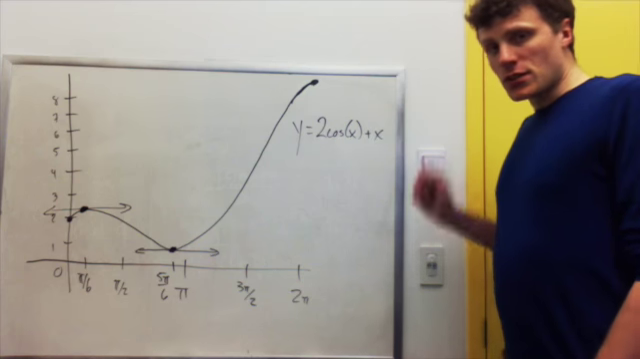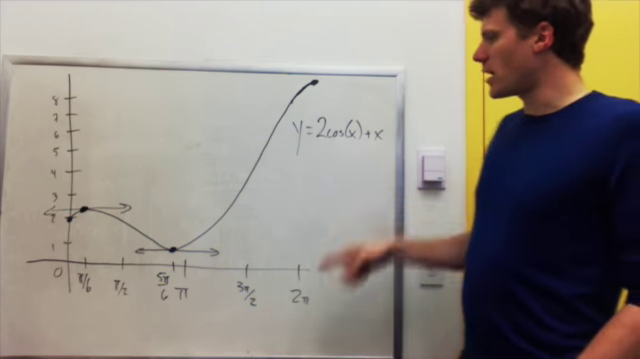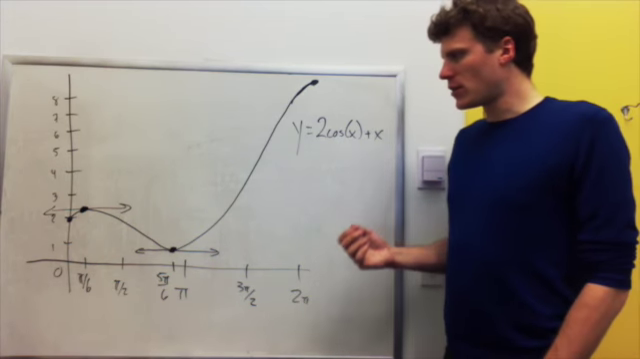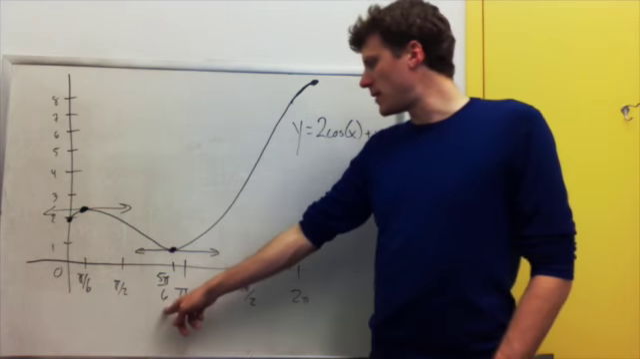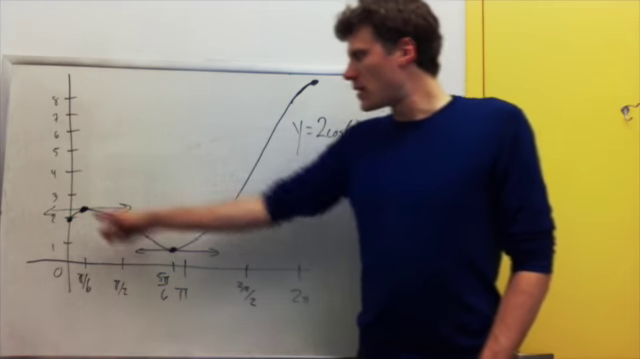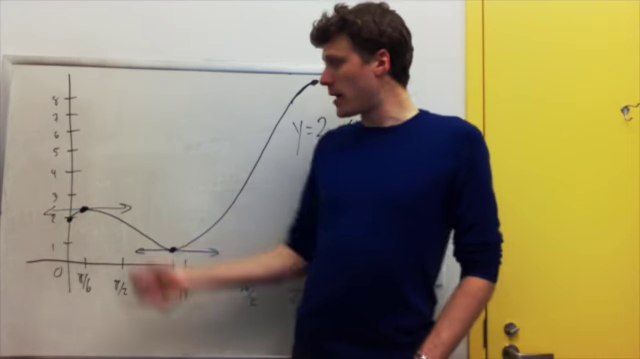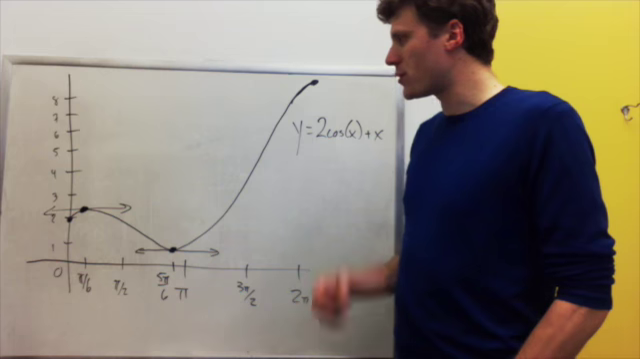So here is an illustration of the function that we just looked at, 2 cosine of x plus x on the interval from 0 to 2 pi. And just to verify what we saw, we found that there were two critical numbers. That was at pi over 6 and 5 pi over 6. These are places where we have horizontal tangents. Now we do have a local maximum at pi over 6 and a local minimum at 5 pi over 6.